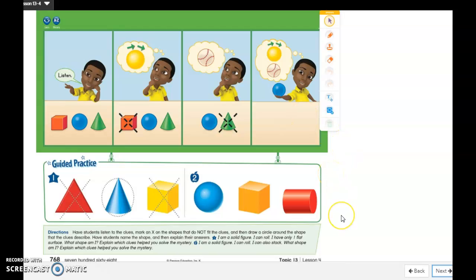I am a solid figure. Okay, well, they're all solid figures, right? I can roll. Oh, he can't roll. Cube can't roll, can he? I can also stack. Oh. Which one of those can't stack? Sphere cannot stack. Right. So what shape am I? What are we called? Cylinder. Good. Let's try some more.